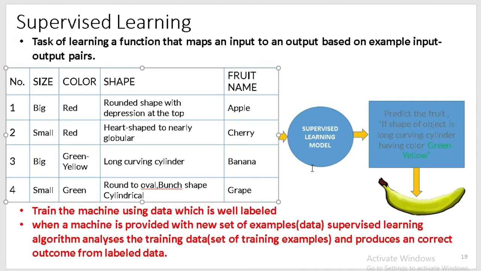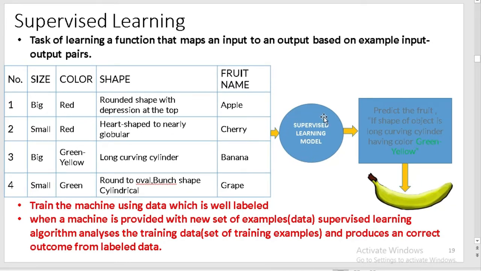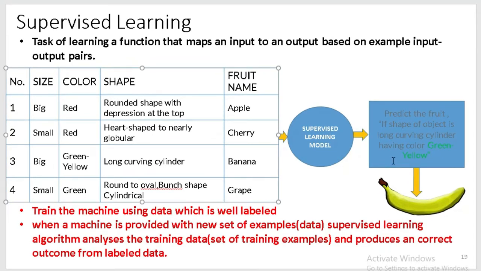And this supervised learning model has been learned with the help of these tables. Now, this model is capable of predicting which fruit it is. The supervised learning model is given a new set of data, like if the shape of the object is long curving cylinder having color green yellow, then it has to predict which fruit it is. What will the supervised learning model do? It's already been trained using this table. So it knows that if it is green yellow and long curving cylinder, then it is banana. So the final label will be given as banana.